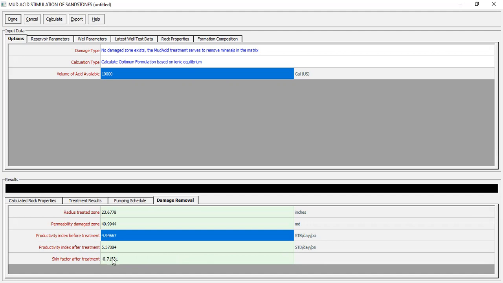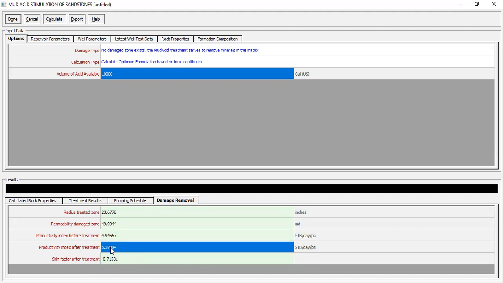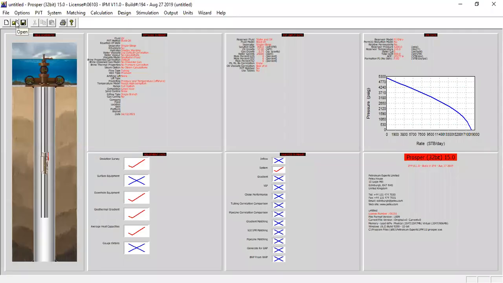All right, so you can see we get improvement, we get negative skin factor, we increase the productivity index. So we can take this number and we will input in nodal analysis section and we get the new nodal analysis, we get the new IPR. All right, so let's keep this number 5.38. Okay, so we click done. So we have completed the stimulation section, the matte acidizing section. Interesting. And now we need to go to calculation again.